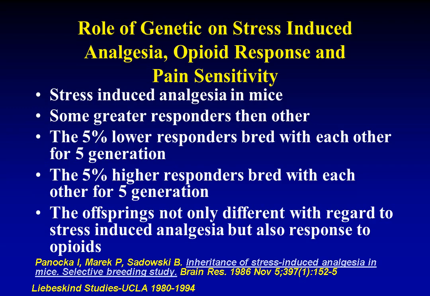Instead of just collecting all the data, finding an average, a range, and a standard deviation, as it is usually done in research, they elected to take the 5% of the mice that developed the highest amount of analgesia and to mate them among themselves. This selection and mating was done for 5 generations. At the same time, 5% of the lower responders were selected and mated for the 5 generations. At the end of the study, the two groups were extremely different in regard to the response to stress-induced analgesia.